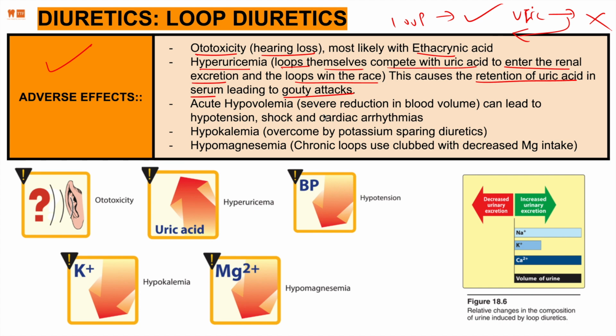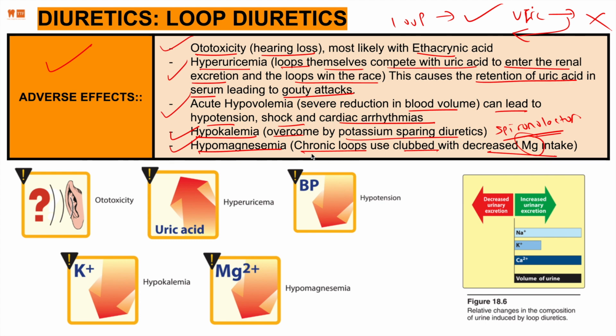Acute hypovolemia, severe reduction in blood volume, can lead to hypotension, shock, and cardiac arrhythmias. That's our next lecture, by the way, guys. Hypokalemia can be caused, and hypomagnesemia can be caused. Overcome by potassium-sparing diuretics such as spironolactone, acting at the collecting duct and collecting tubule. Hypomagnesemia can result from chronic use of loop diuretics combined with decreased magnesium intake through diet.